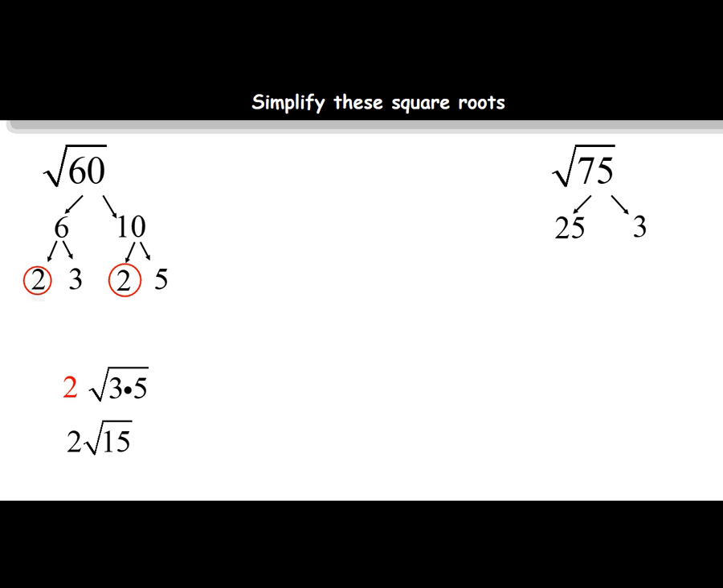All right, first thing we do is break it down, and it breaks down to 25 times 3, and the 25 can be broken down to 5 times 5. And this is it, 5, 5, and 3, these are all prime, they won't break down any further, so we start looking for partners. We got a pair of 5's, that becomes a normal 5. 3 doesn't have any friends, so he goes back under the square root alone, and that's our answer, 5 square root of 3.